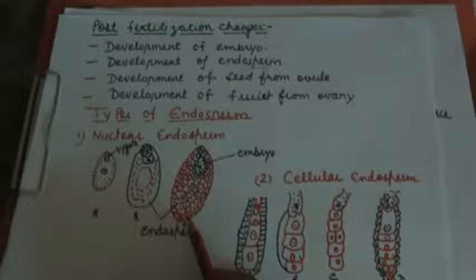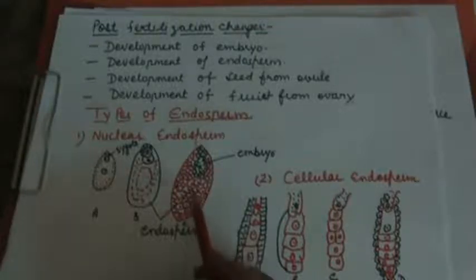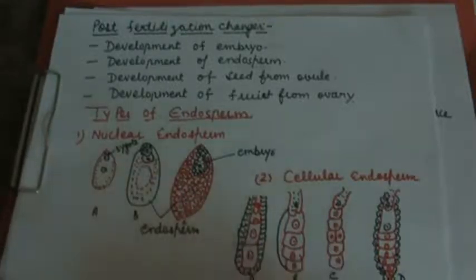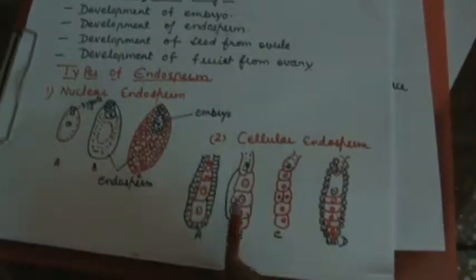One example is coconut, second example is Acyl indica. Now, the second type of endosperm is cellular endosperm.